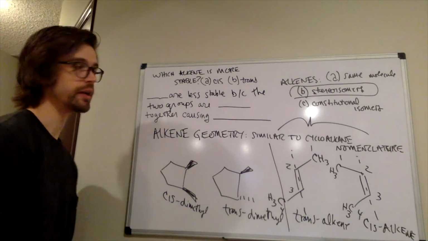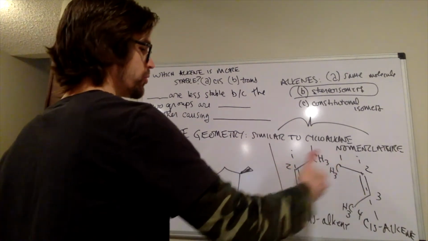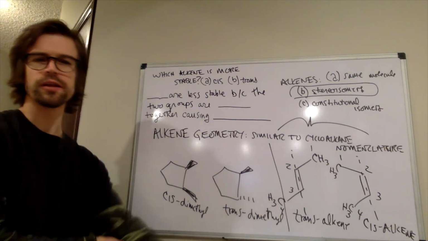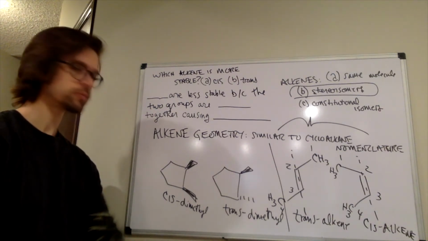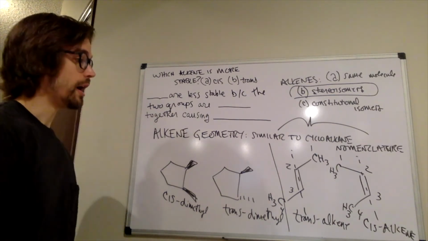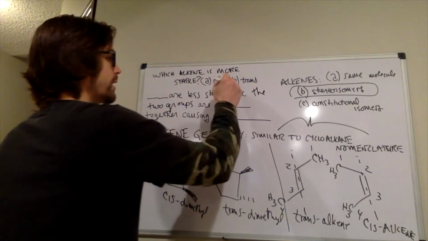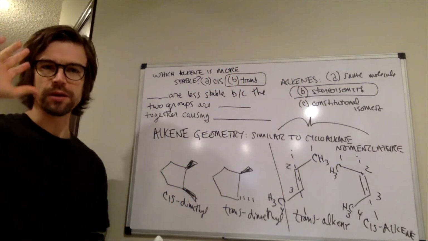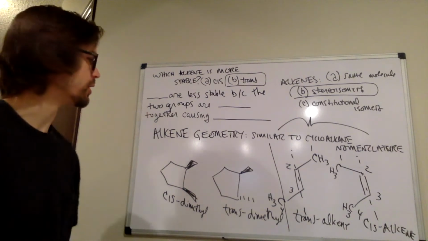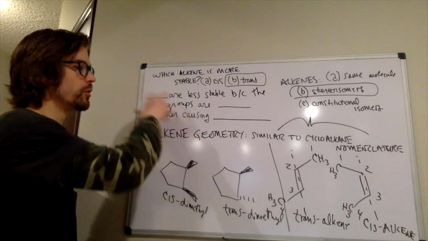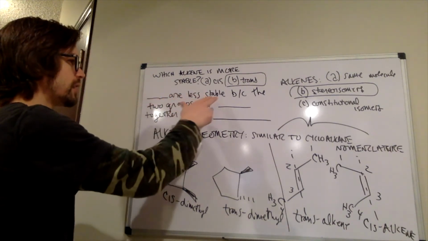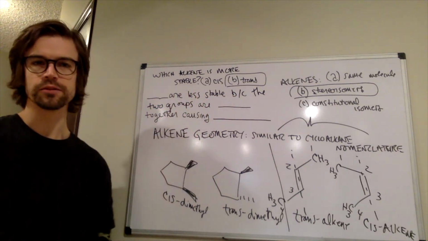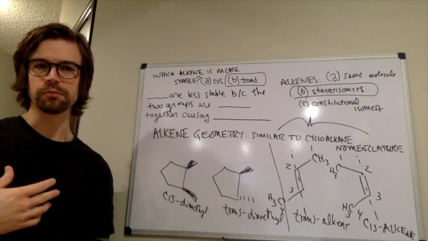Next question is, which one would be more stable, the trans or the cis? So try to answer that for yourself. What do you think? Which one's going to be more stable? Yeah, the trans is more stable. And why was that? Hopefully you maybe wrote out your own explanation that you had in your head. But we also have these gaps to fill in. Blank are less stable because the two groups are blank together, causing blank. So maybe try and fill that in without me.